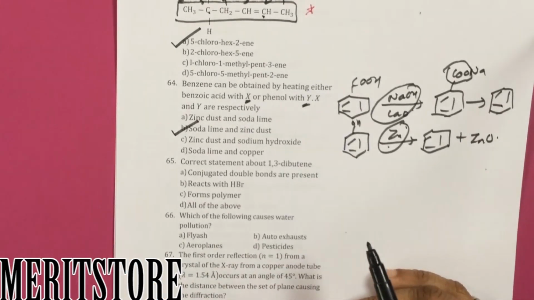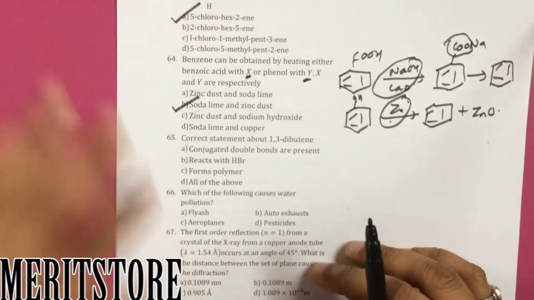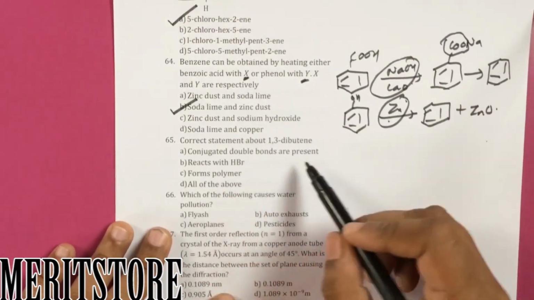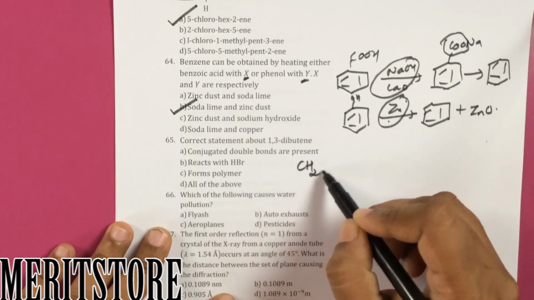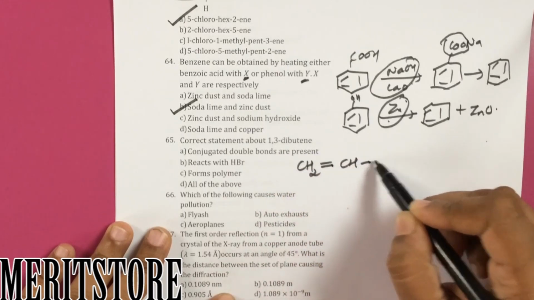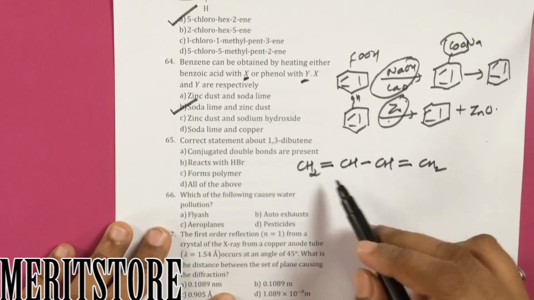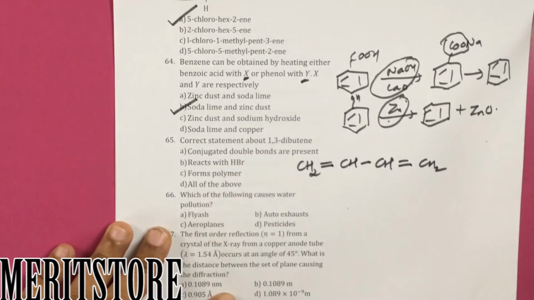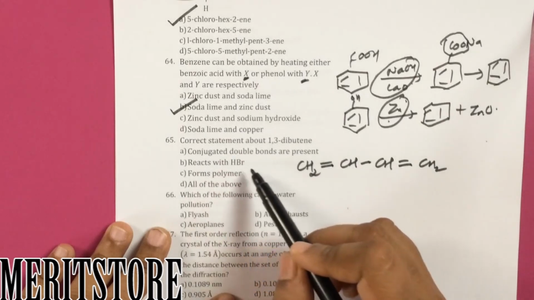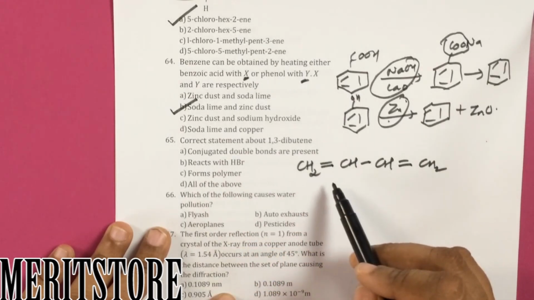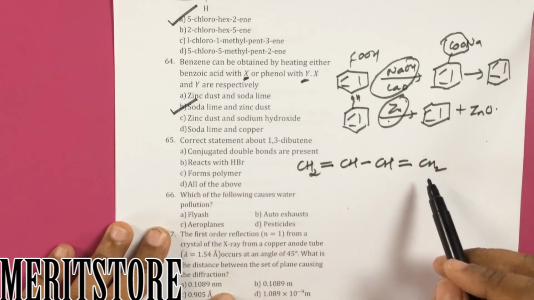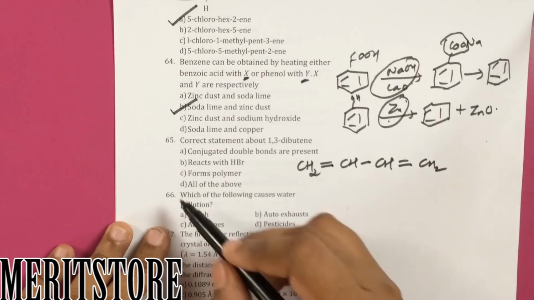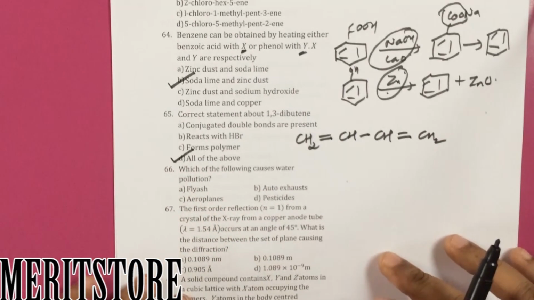Question number 65. The correct statement about 1,3-butadiene is that conjugated double bonds are present. For example, if I draw the 1,3, it's CH2=CH-CH=CH2. So this is alternate double and single bond, that is called conjugated double bond. It reacts with HBr. Yes, it can react with HBr to give the addition product. It forms polymer. It can be utilized in the formation of polymers like butadiene rubber. Therefore, all above statements are correct.